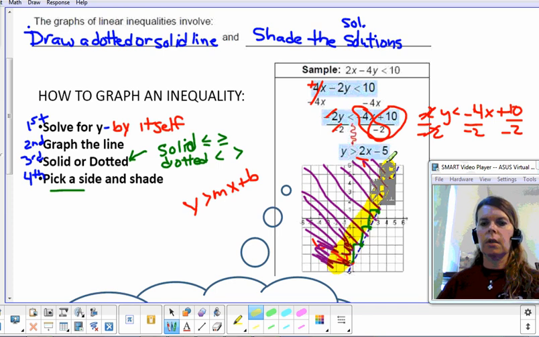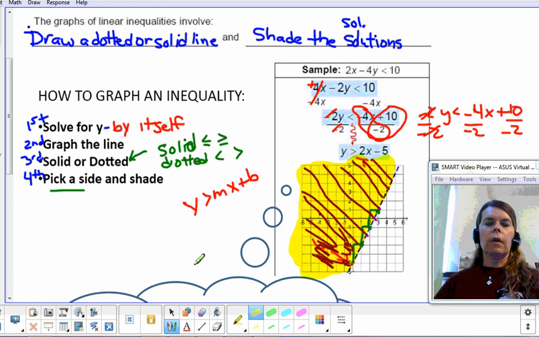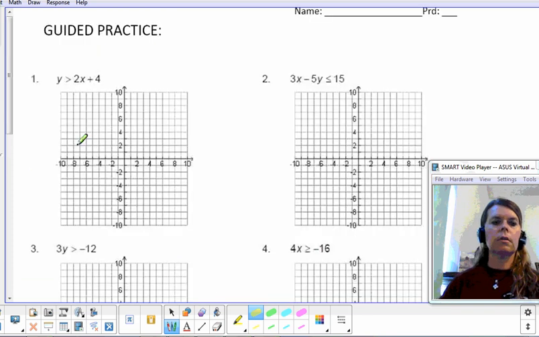So you would shade it. If you have a highlighter, it's kind of a cool thing to shade over here above this line. Mine's not very neat, but you get the idea. Okay, and really that's it. Next page. Actually, I'm not going to do that example with you. That one's just y-intercept, slope, and you're going to shade above it. It's going to be a dotted line.